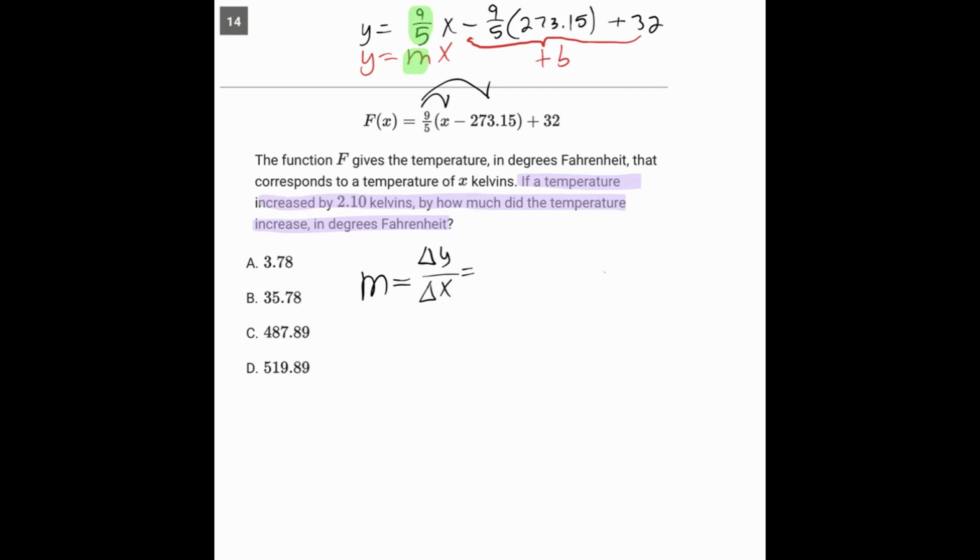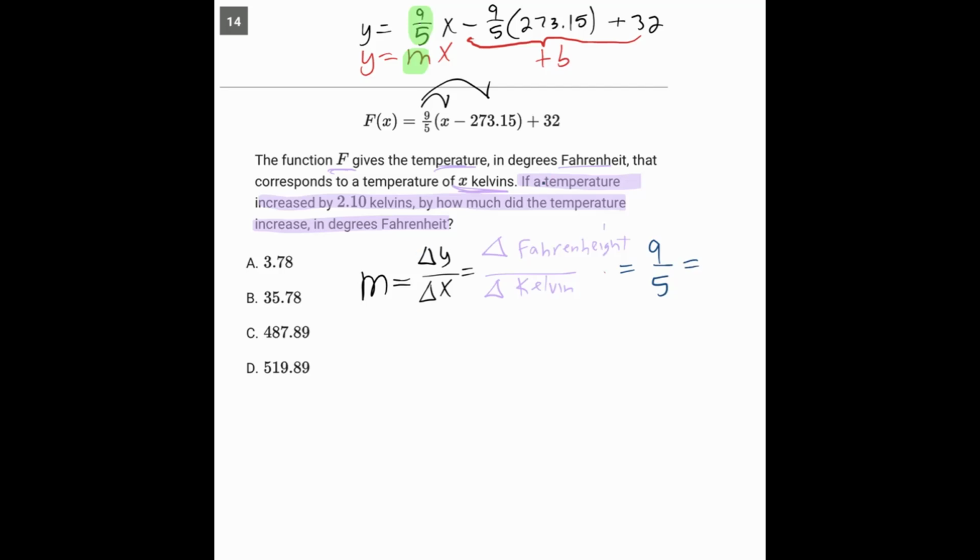And so in this situation, what are y and x? Well, x is the number of kelvins, so the change in kelvins. And the y, the whole function, that's the temperature in Fahrenheit, so the change in Fahrenheit. And by the way, what's that equal to? It's equal to 9/5, because the slope is 9/5.